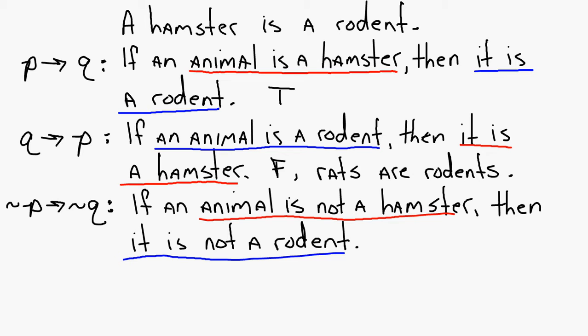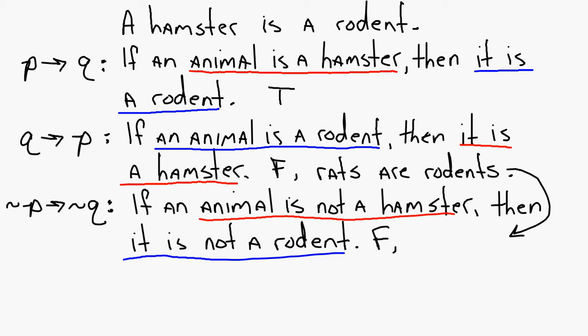Now, what's the truth value of that? If an animal is not a hamster, then it is not a rodent. False. It's false, isn't it? Yes. Could you use the same counterexample? Still rats, right? Yeah, good. So false. And you can write it again, or you can just arrow it down. Same reason, right?